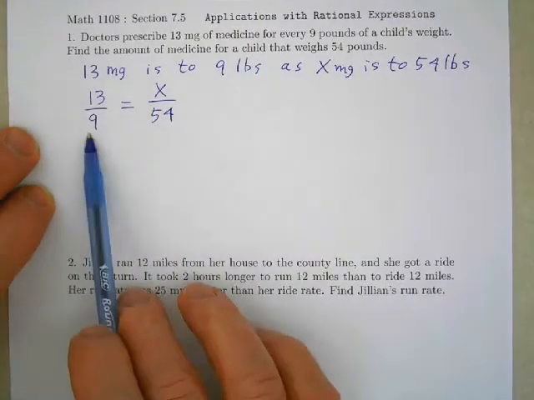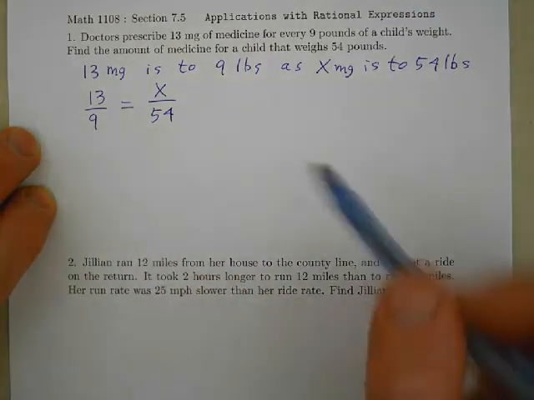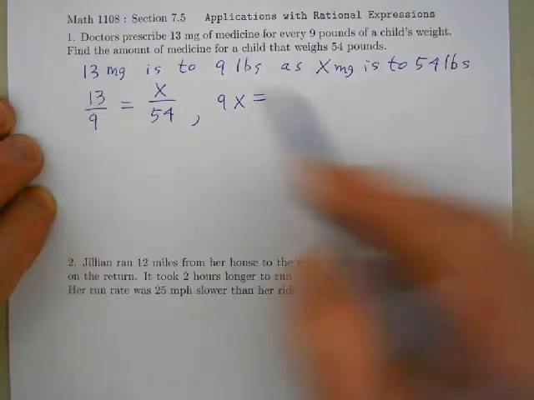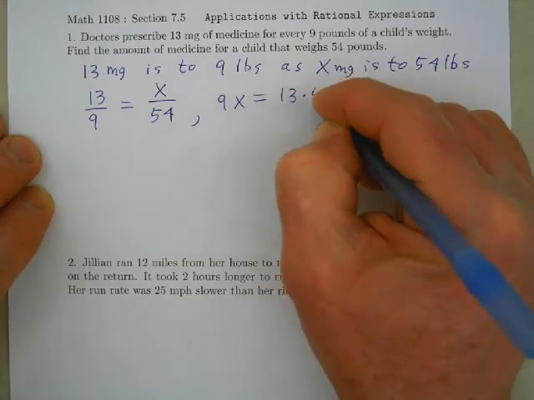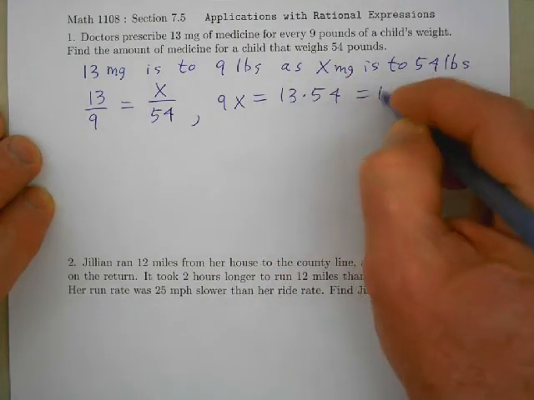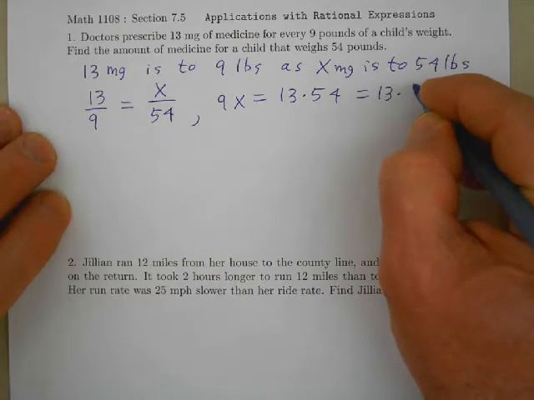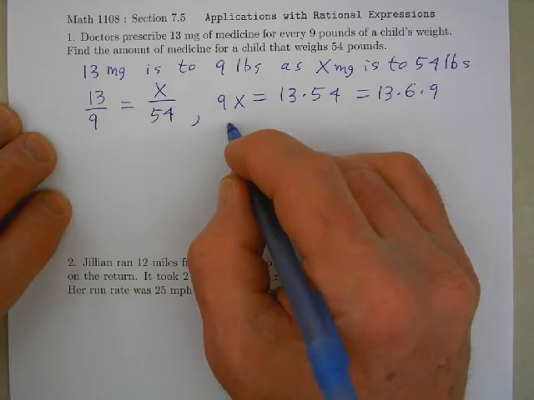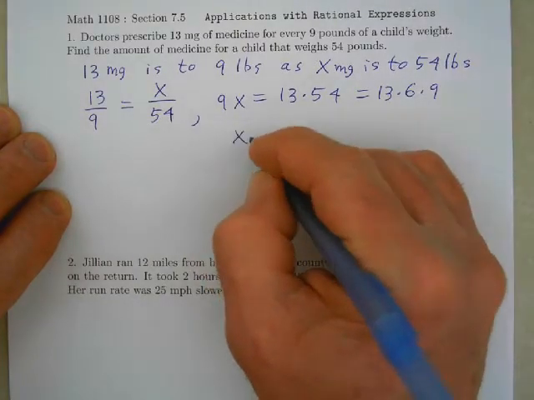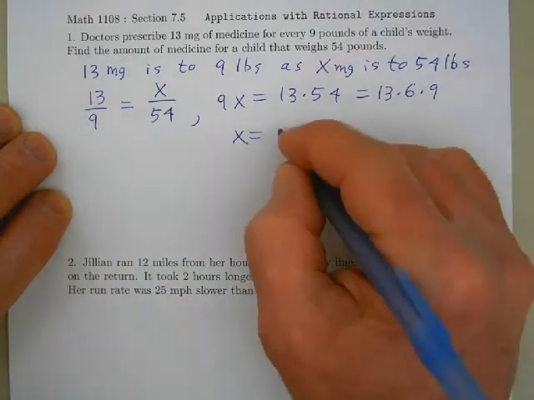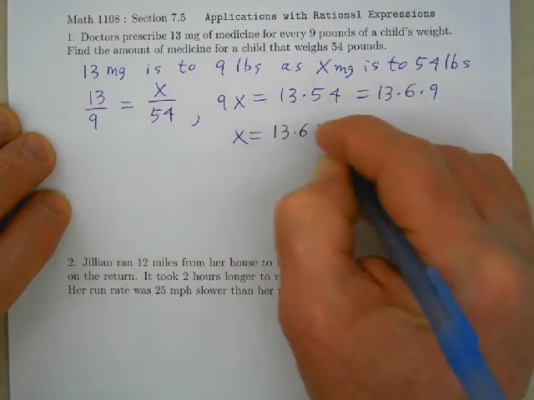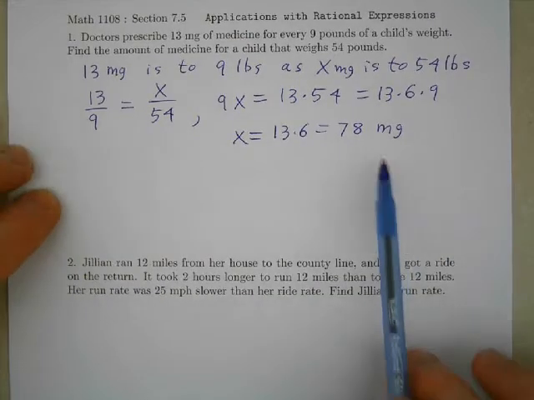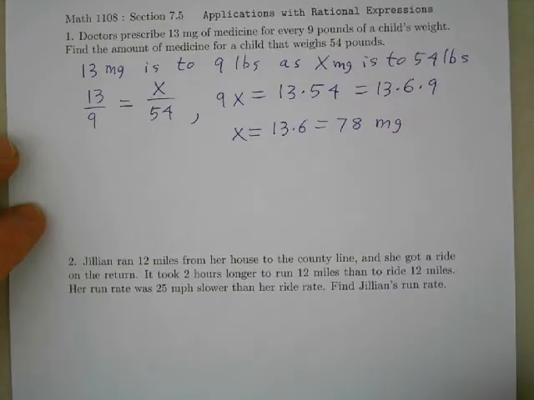Whenever two fractions are equal, the cross products are equal. One cross product is 9 times X. That's equal to the other cross product, 13 times 54. Think of 13 times 54 as 13 times 6 times 9, and then divide both sides of that equation by 9. We get X equals 13 times 6, or 78. So the child that weighs 54 pounds requires 78 milligrams of medication.